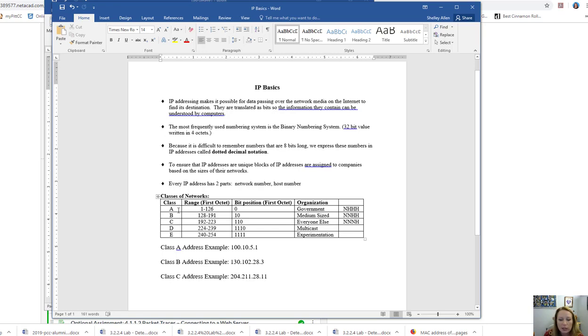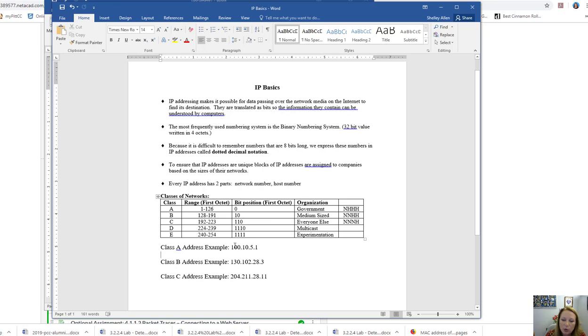So why is that important? Well, the larger the class size, so Class A would actually have the ability to have more addresses. B would have less, and C would have even less. Okay. Now, if you look at this structure right here, what does this mean?